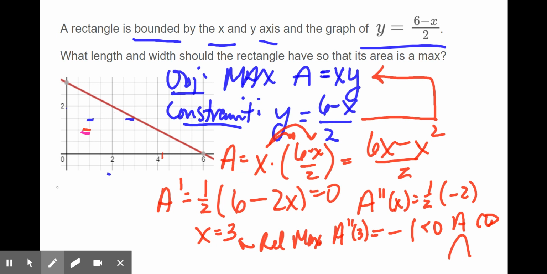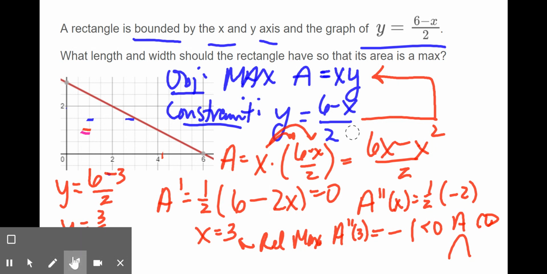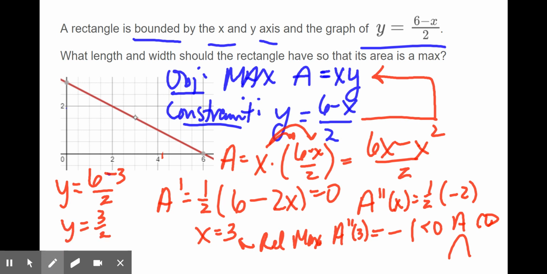If x is 3, then y is equal to 6 minus 3 over 2. Then y should be 3 over 2. So what we are saying is the following. If I put a point at x equals 3, y equals 3 over 2, 1.5, and I draw this rectangle, this is the largest rectangle that I can fit in area that's bounded by this curve. And that's it. We're all done.